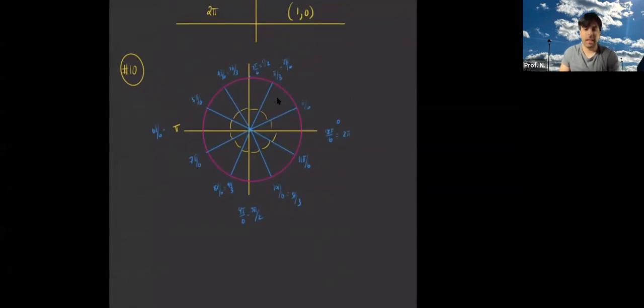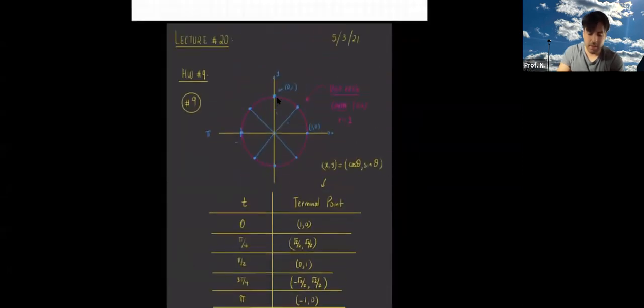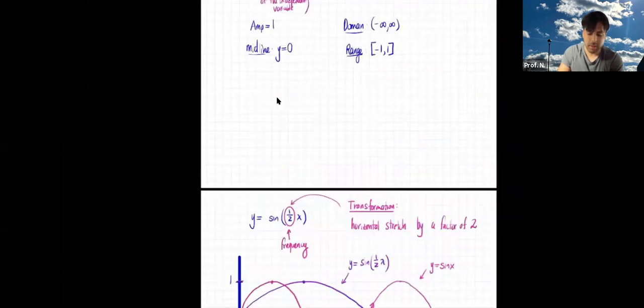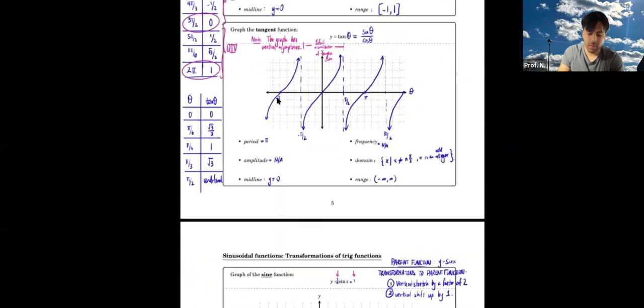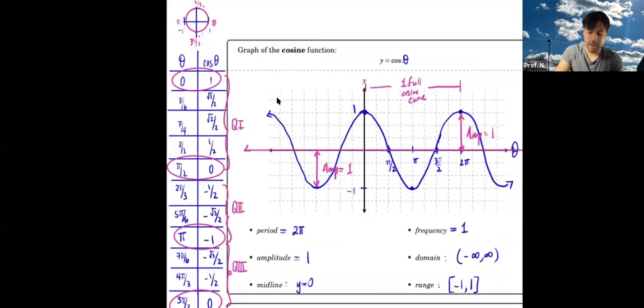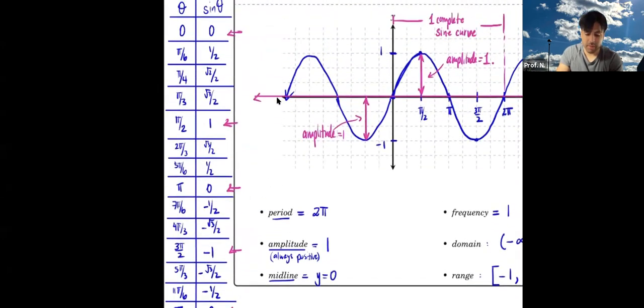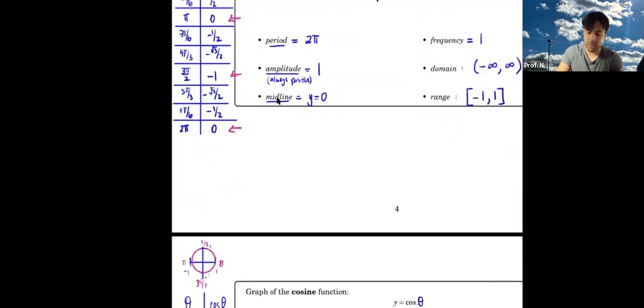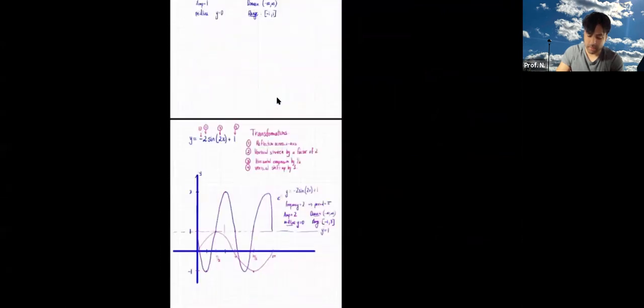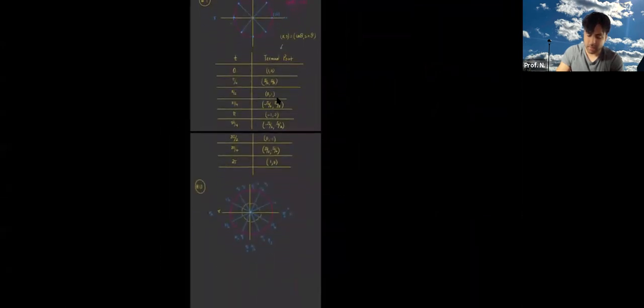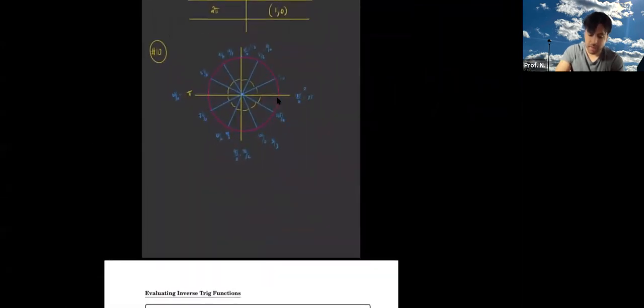Pi over 6 is 30 degrees. We've done this. Are you guys seeing the connection? We know what it is, or we should know, right? Cosine of pi over 6 is what? Rad 3 over 2. What is sine of pi over 6? A half. So I know my coordinates will be what? What are my x and y coordinates? Gotta make that table.